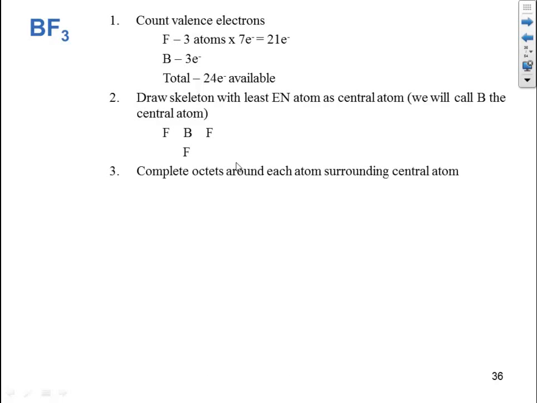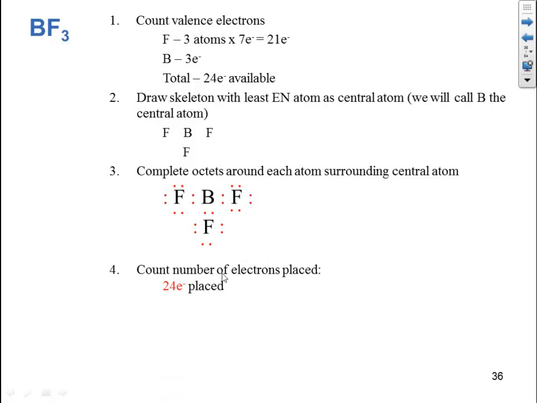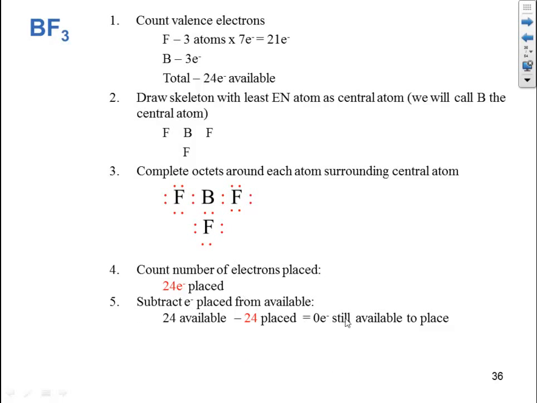We need to next complete our octets around the surrounding atoms, so that's the 3 fluorines. We do our octets around those. So I threw 8 electrons around each one of these. Count your number of electrons placed, which in this case is 24. Subtract, that means I have none left over.